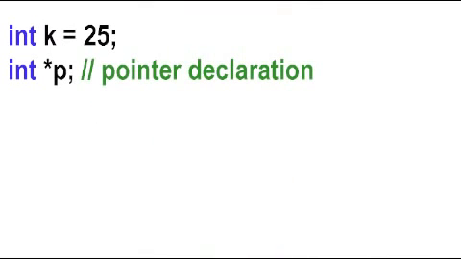In a pointer declaration, the data type tells you what kind of variable the pointer will point to. The star symbol tells a computer that what follows is a pointer. The only value you can assign to a pointer is a memory address.